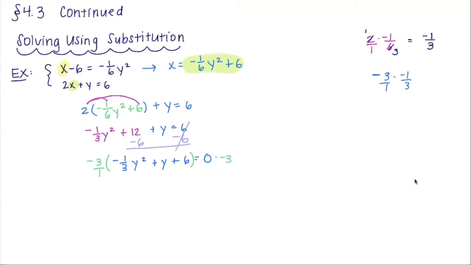And I know those are reciprocal, so they should just equal 1. So I have 1 y squared. And then I'm going to multiply negative 3 times y, which will be negative 3y. And then negative 3 times 6 is negative 18. And all of this still equals 0.